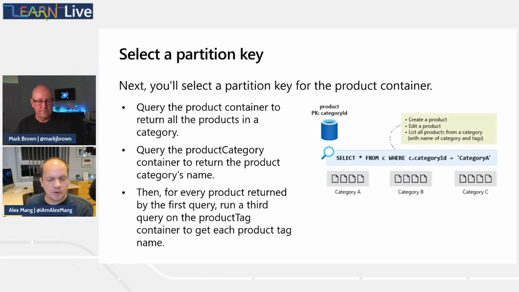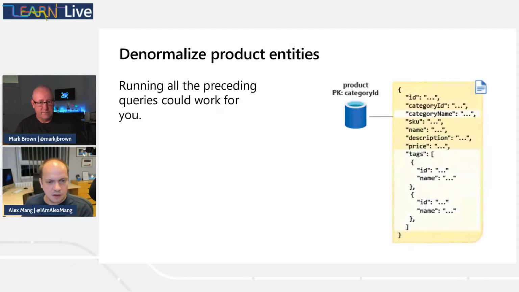You don't know how many queries you're going to have to run to determine each tag name, because the list of tags per product can be, well, a many-to-few or one-to-few relationship, but it's still going to be a dynamic number. So running all of these queries could work, sure, but this approach is anything but scalable.